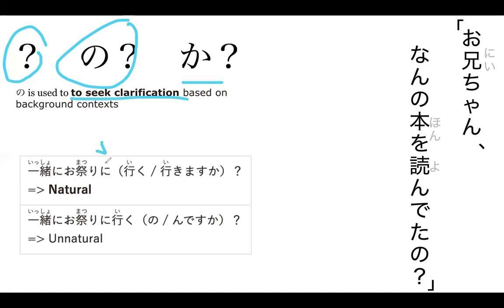So over here, an example sentence I got online was, 一緒にお祭りに行く? That'd be a colloquial way to ask, would you like to go to the festival with me? So you would not use no here because you're asking someone to do something with you.